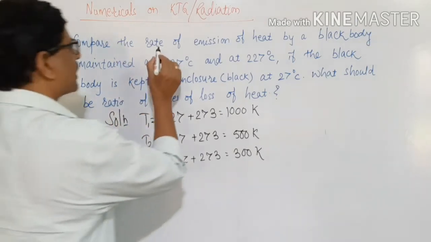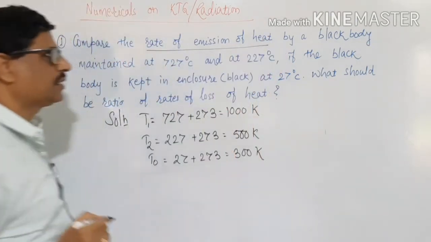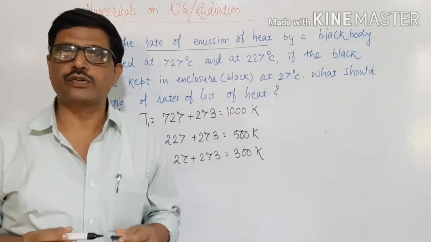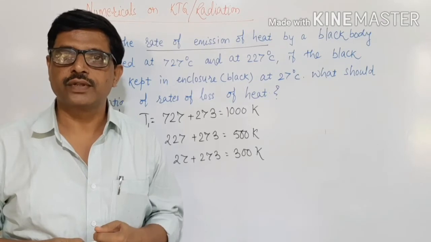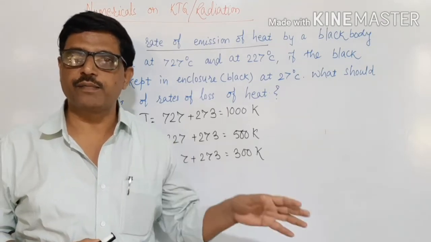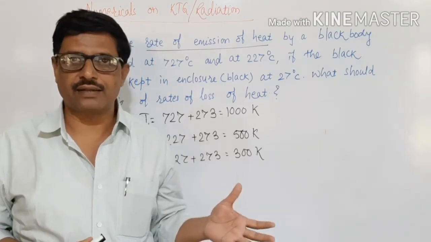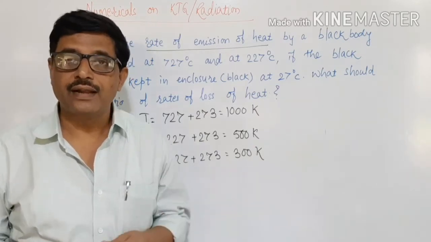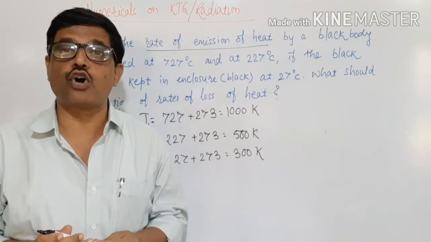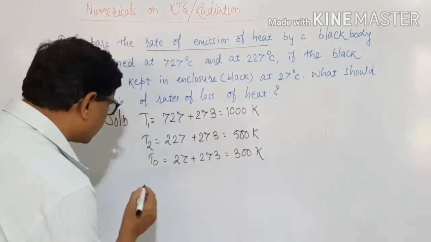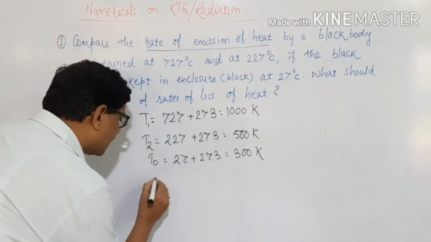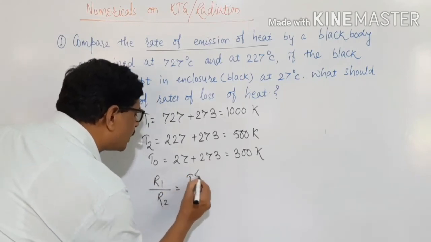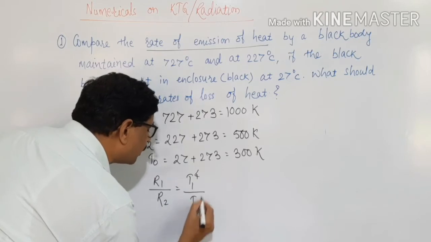Now compare the rate of emission of heat. This is one thing that we have to compare. According to Stefan's law of radiation, the quantity of radiant heat emitted per unit time per unit area, that is, the rate of emission of heat per unit area, is directly proportional to the fourth power of the absolute temperature. Therefore, I will write here R1 upon R2 is equal to T1 to the power of 4 divided by T2 to the power of 4.